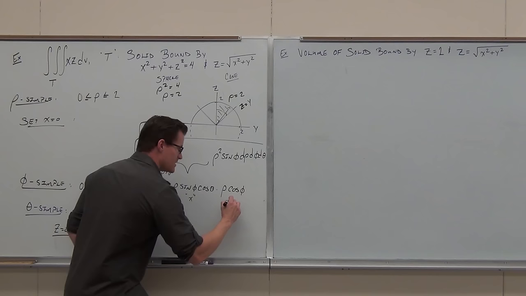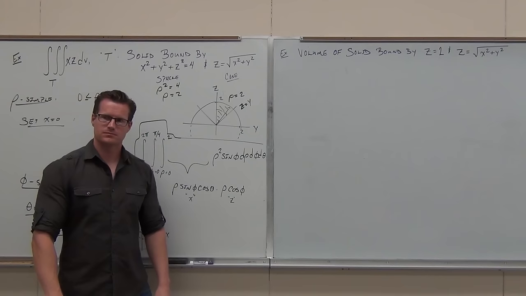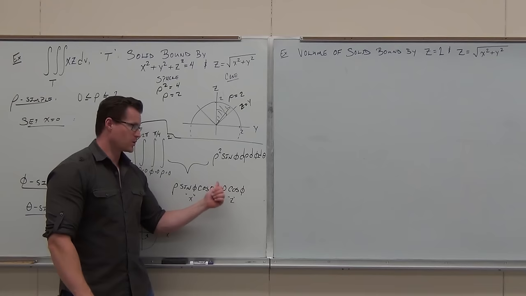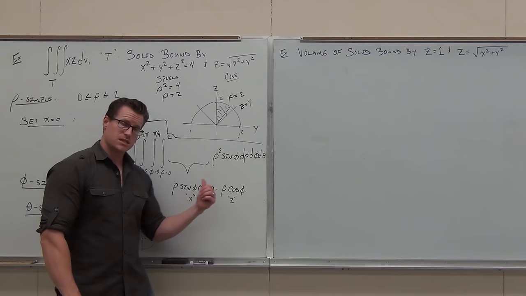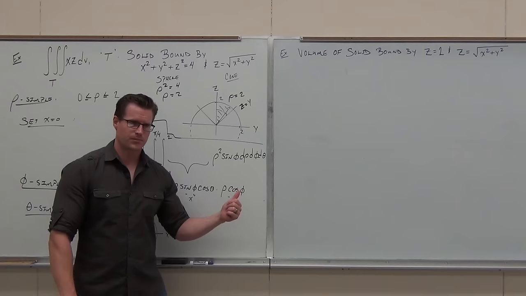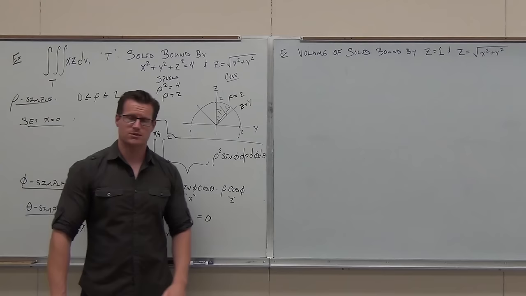What's the next thing? Simplify. You have rho to the fourth, you have sine squared phi, you'd have cosine theta, cosine phi. Easy for the rho. U sub for the phi. Then easy for the theta. Then you get zero. That's the answer, for real. That's what that would be.